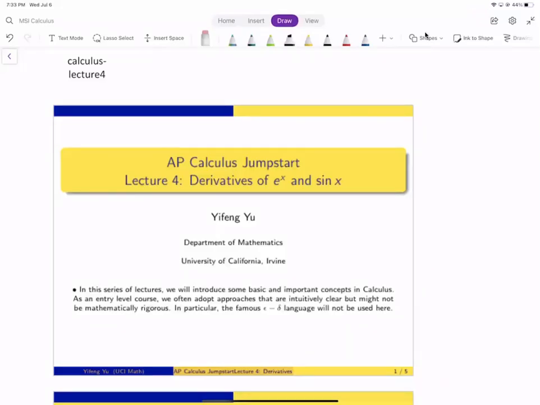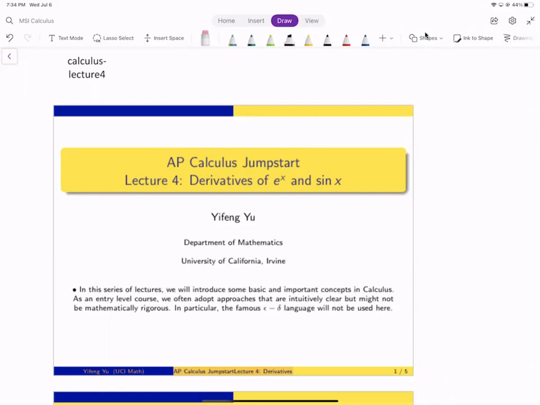In this series of lectures, we'll introduce some basic and important concepts in calculus. As an entry-level course, we often adopt approaches that are intuitively clear but might not be mathematically rigorous. In particular, we'll not use the famous epsilon delta language.